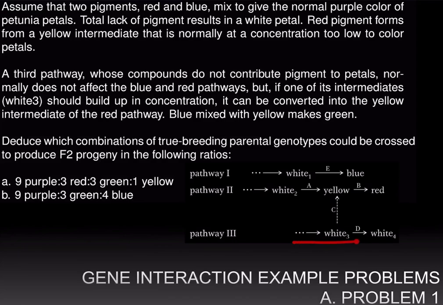A third pathway, whose compounds do not contribute pigment to petals, normally does not affect the blue and red pathways. But if one of its intermediates, white 3, should build up in concentration, it can be converted into the yellow intermediate of the red pathway. Blue mixed with yellow gives green.